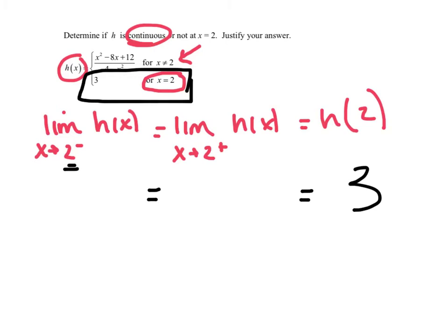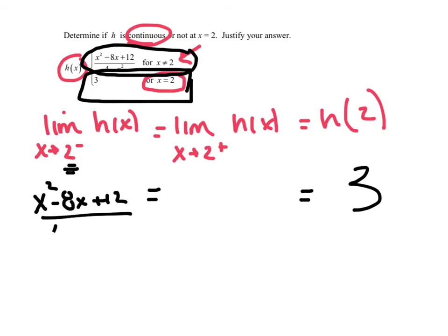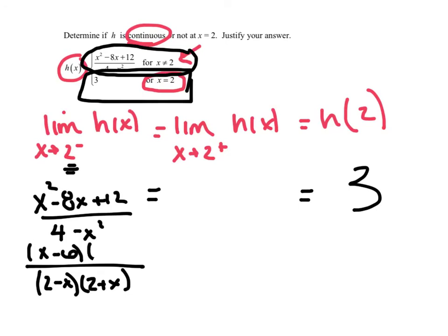Basically, if I'm coming in to 2 from the left, pick a number that's to the left of 2, like 1.99999. Unless I said the number 2 itself, I'm using this top equation. So x squared minus 8x plus 12 all over 4 minus x squared. Now remember, factor first there. So I'm going to say this is 2 minus x, 2 plus x on the bottom. And on top, probably 6 and 2, x minus 6 and x minus 2. Those cancel to a negative.